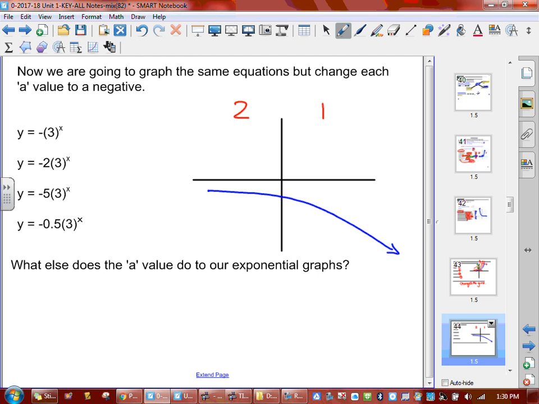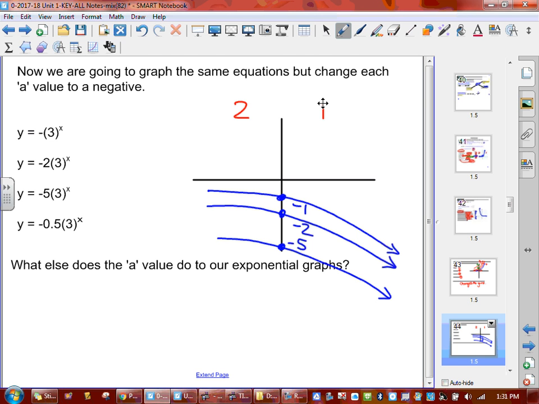Okay? Now I'm going to go to negative 2. Negative 2 is the next guy going down. Same curve. Negative 5, he's just way lower. Same curve. And where's 0.5? Yeah, he's the top above here. Okay, and that'll be the negative 0.5.